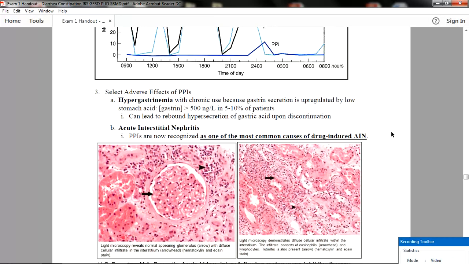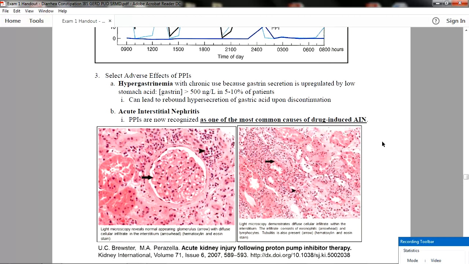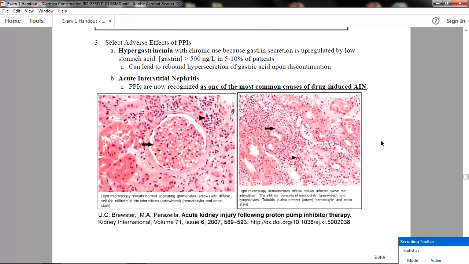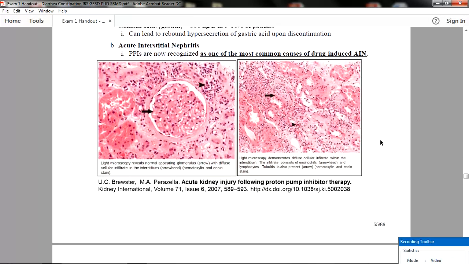Okay, and why does that matter? Well, the main reason is if you do abruptly stop your proton pump inhibitor therapy, even though it does last for about 24 hours, after that, hypergastrinemia can persist for some time, and you can get really excessive acid secretion. Okay, so about 5 to 10% of patients will have really, really high gastrin levels, which is about 500 nanograms per liter. Again, it's a hormone, so 500 nanograms per liter is actually a lot more than you might think. So you can get hypersecretion of gastric acid if you stop the drug.